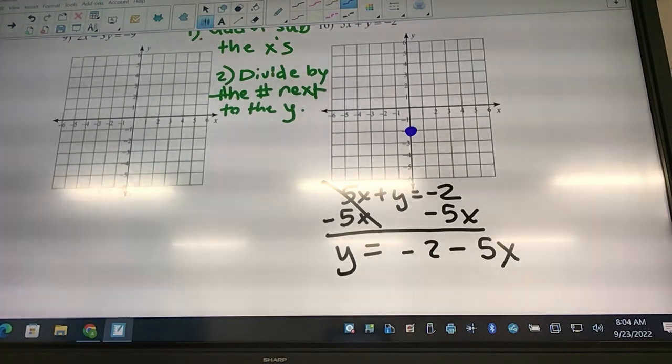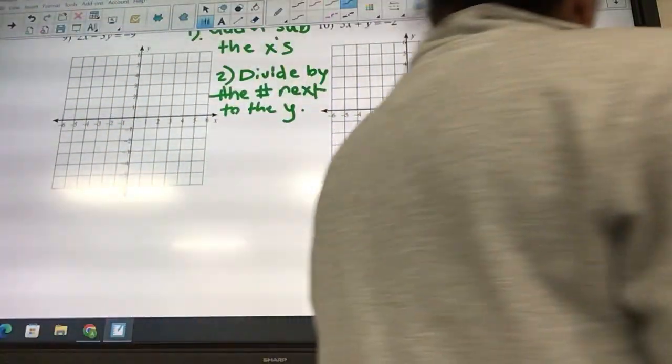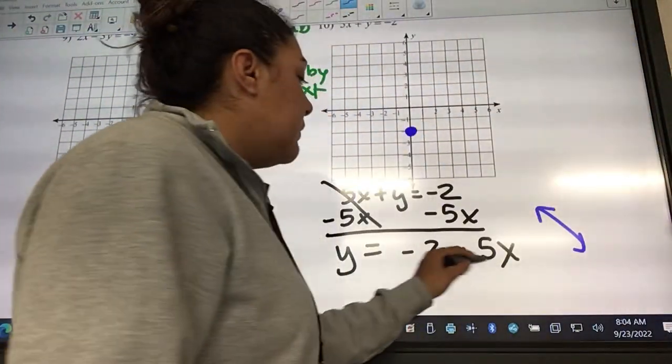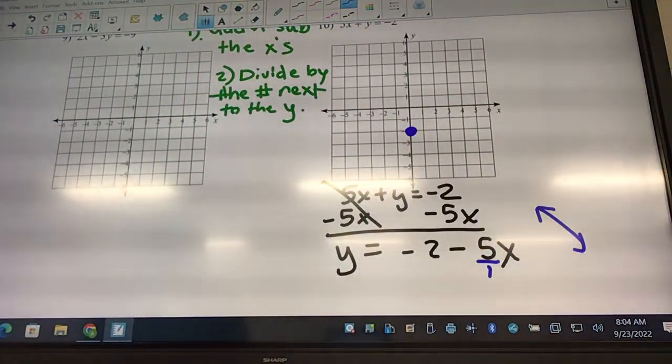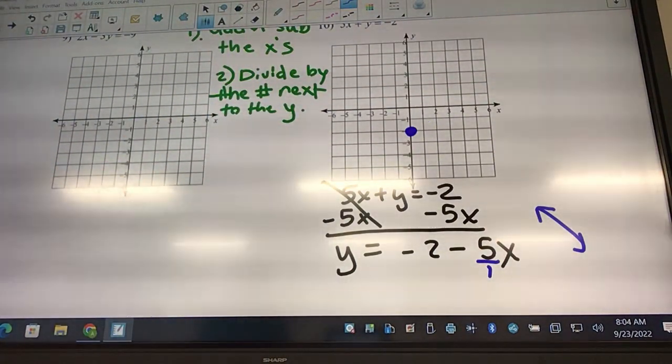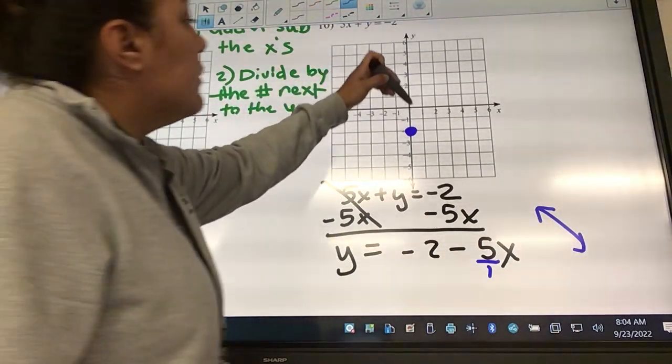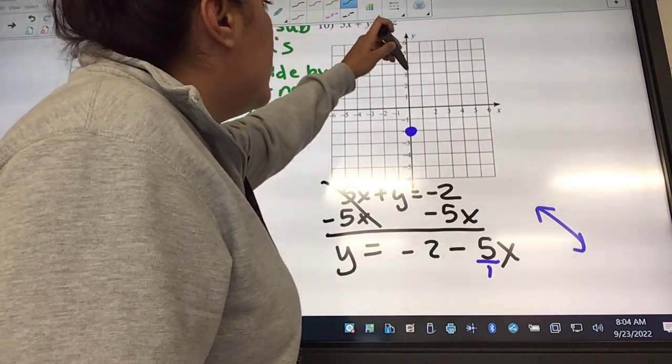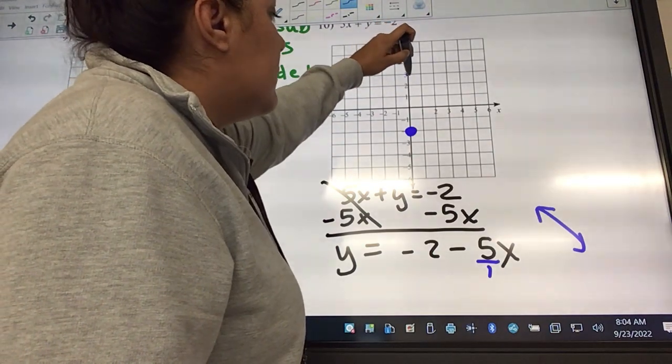Okay, so our line should be looking like this. Okay, and it's really 5 over 1. Okay, so we're going to go up 5 and over 1 which way? To the left.